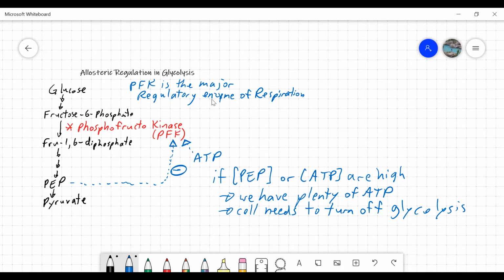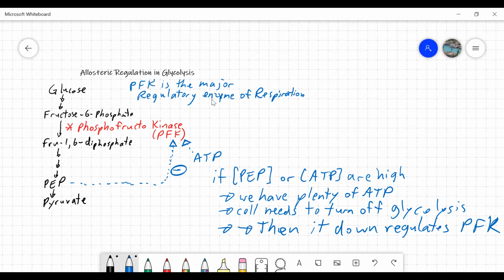What else is it? So in this case, what happens? Then it downregulates or turns off our enzyme, PFK. So those are signals for that enzyme to be turned off.